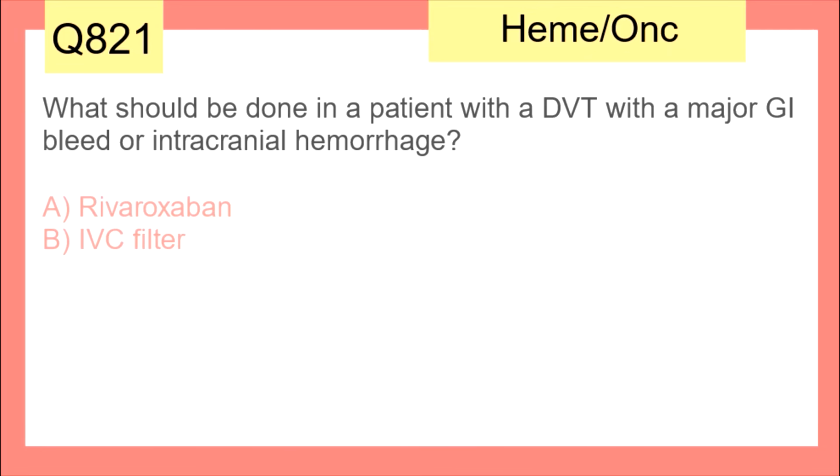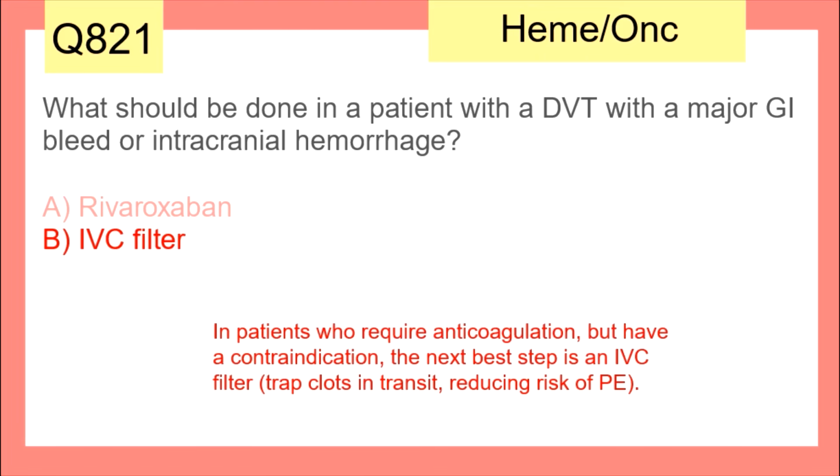Question 821, what should be done in a patient with a DVT with a major GI bleed or intracranial hemorrhage? So they're bleeding and they have DVT. You can't give rivaroxaban because they're bleeding. That's going to worsen the bleeding. We have to give an IVC filter in order to prevent a pulmonary embolism. It traps the clot, reducing the risk of pulmonary embolism.